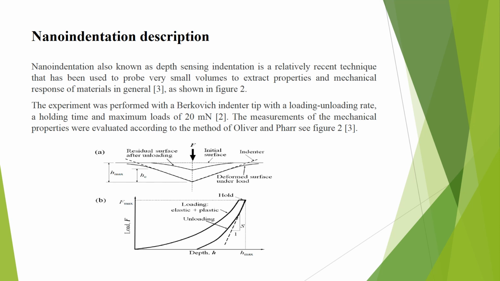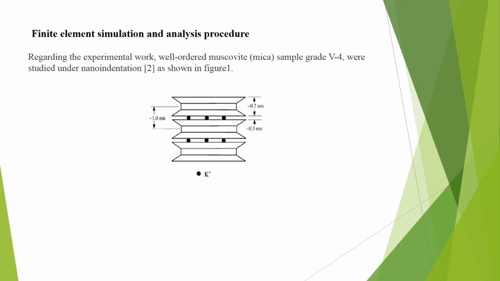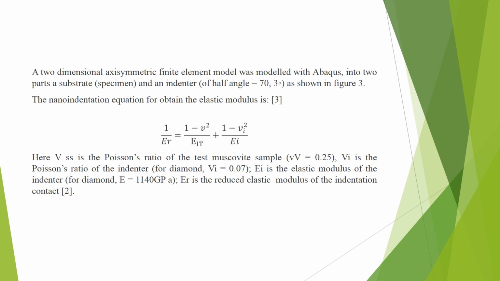The experiment was performed with a Berkovich indenter with load and loading rates, holding time, and a maximum load of 20 Newton. The measurements of the mechanical properties were evaluated according to the method of Oliver and Pharr, as shown. Regarding the experiment, ordered Muscovite mica samples were studied under nano indentation with the potassic interlayer cation. A two-dimensional axisymmetric finite element model was built with Abaqus in two parts, substrate and indenter.